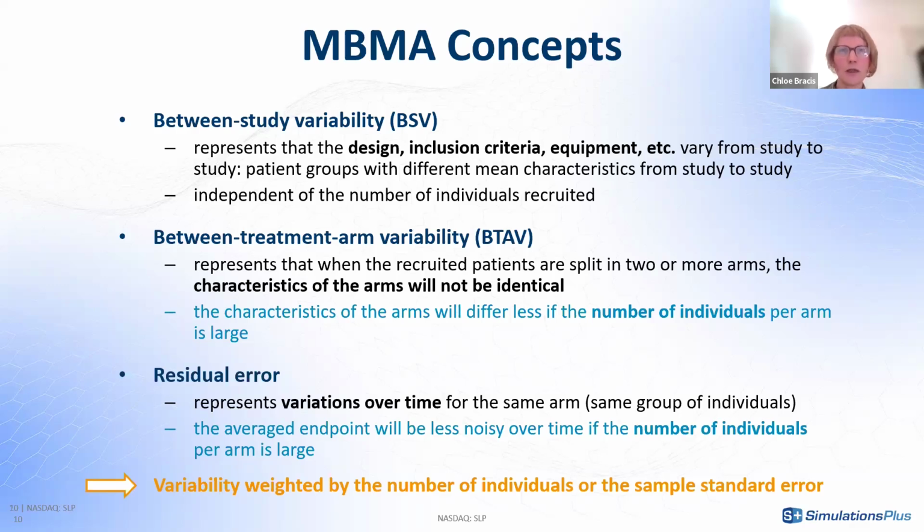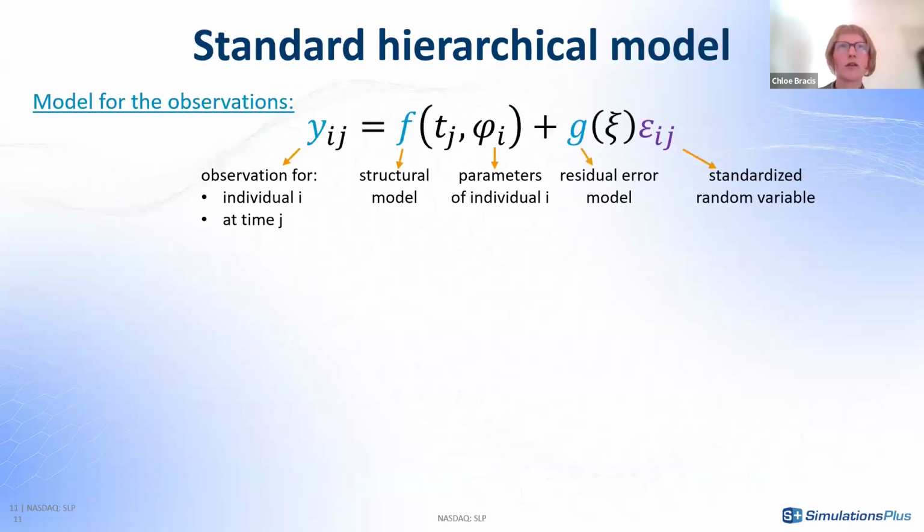So next, let's look at a bit more of what these models actually look like. First, I'm going to start with just a standard hierarchical model. So this is for individual patient data. This is probably familiar to most people here. We just have an observation for an individual at time j, and we are going to try to predict that observation with our structural model, which is going to be based on parameters per individual i, and then we also have residual error.